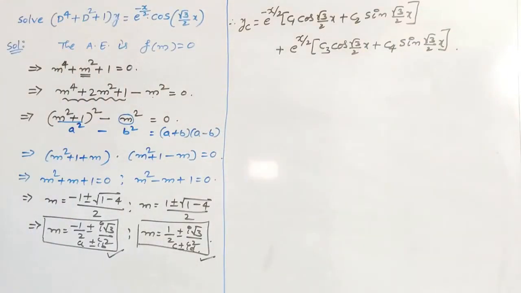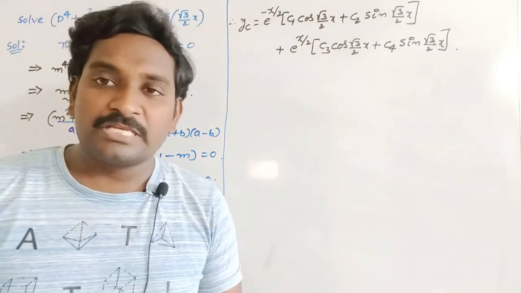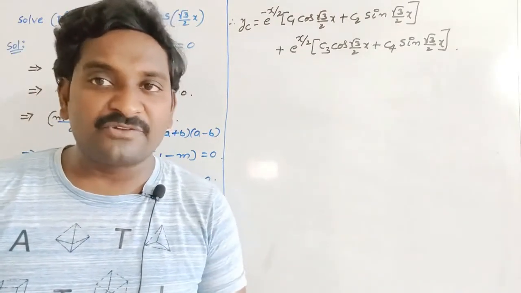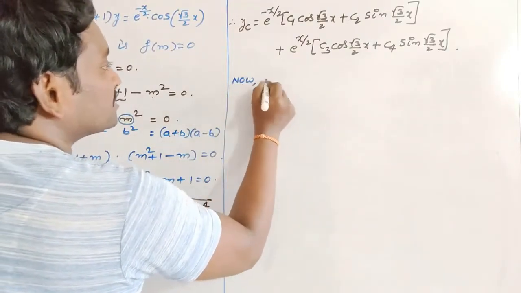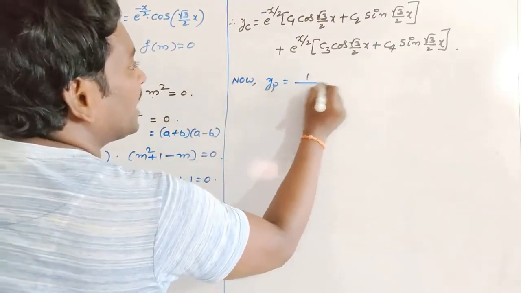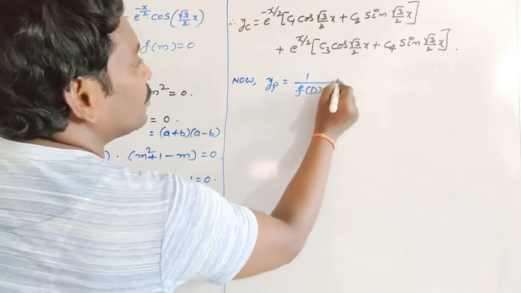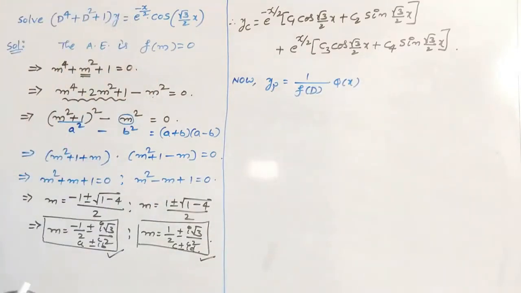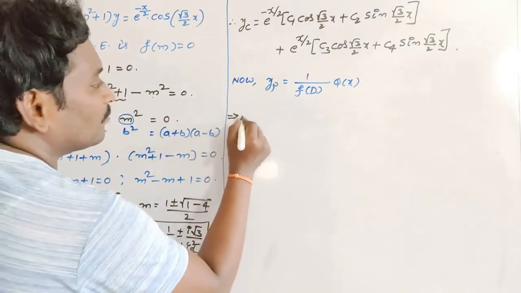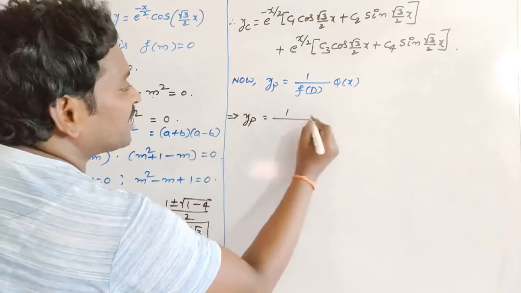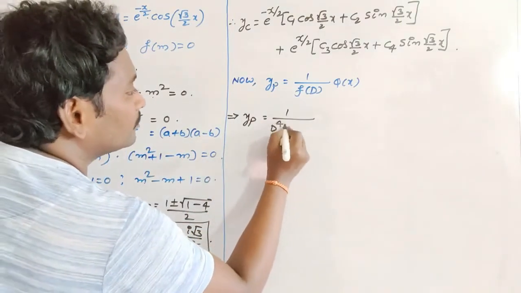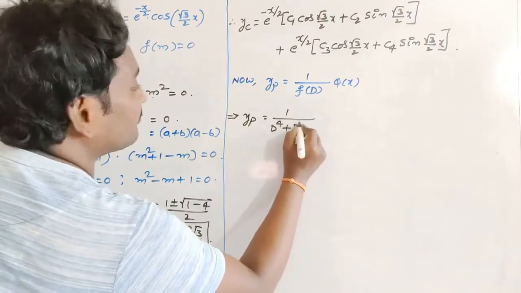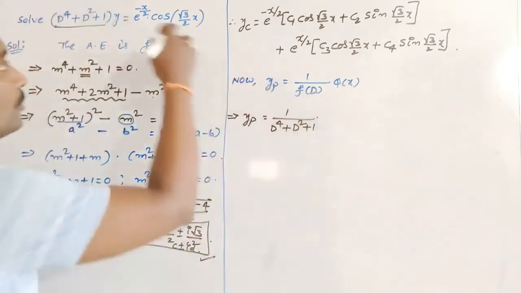Now it is enough to find the particular integral. What is PI? yp = 1/f(D) Q(x). Now we know that yp = 1/f(D) Q(x). Replace the values. This implies yp = 1 / (polynomial in D, which is D^4 + D^2 + 1) into Q(x).